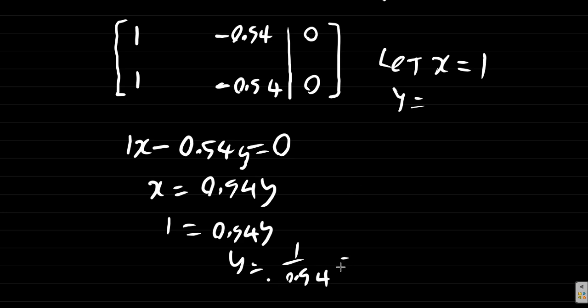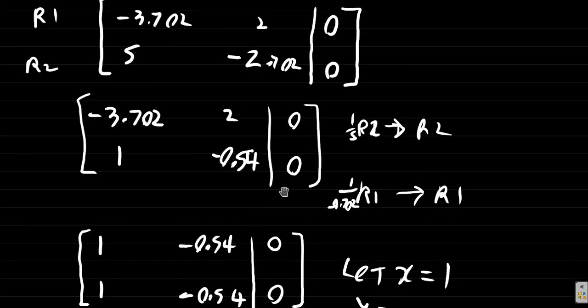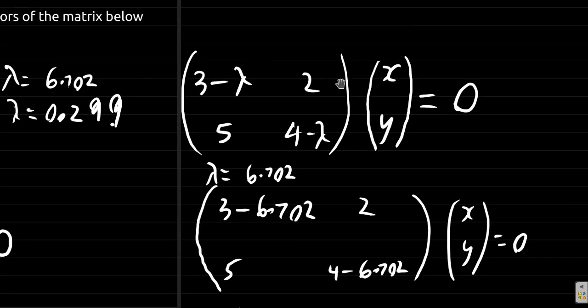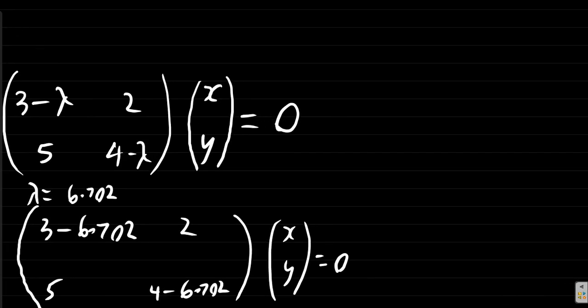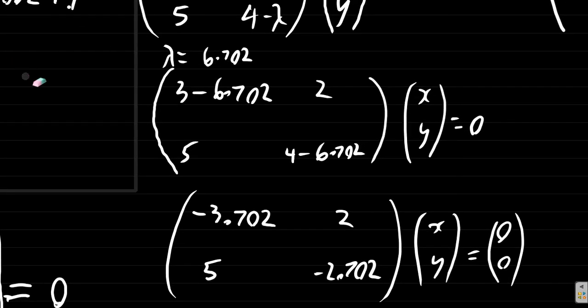1.852. So our eigenvector is 1.852. So one of the eigenvectors v is equal to 1 and 1.852. That is when lambda equals 6.702. This is what happened. Alright? See that? Now let's use the other lambda and see how it goes.